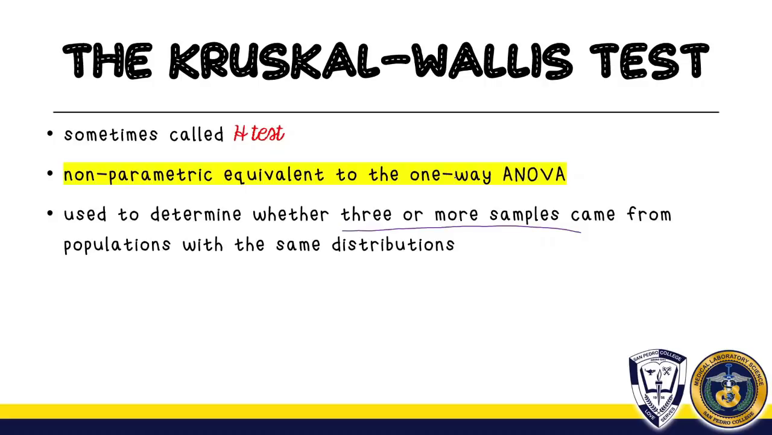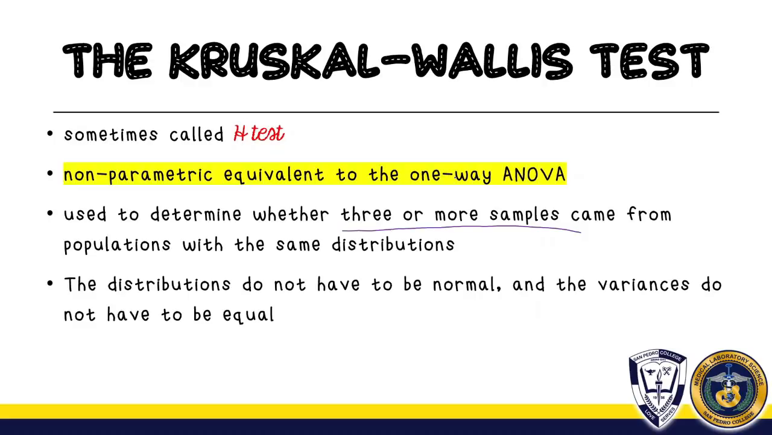Okay? So, again, your Kruskal-Wallis is used to determine whether 3 or more samples came from populations with the same distributions, and the assumption for your Kruskal-Wallis is that it is not normally distributed and your variances do not have to be equal. Kasi nga, di ba, ANOVA from the name itself is looking at the variance, normally distributed na siya, ang variance equal. So, of course, if dili ma-met ang assumption, then you use your Kruskal-Wallis.